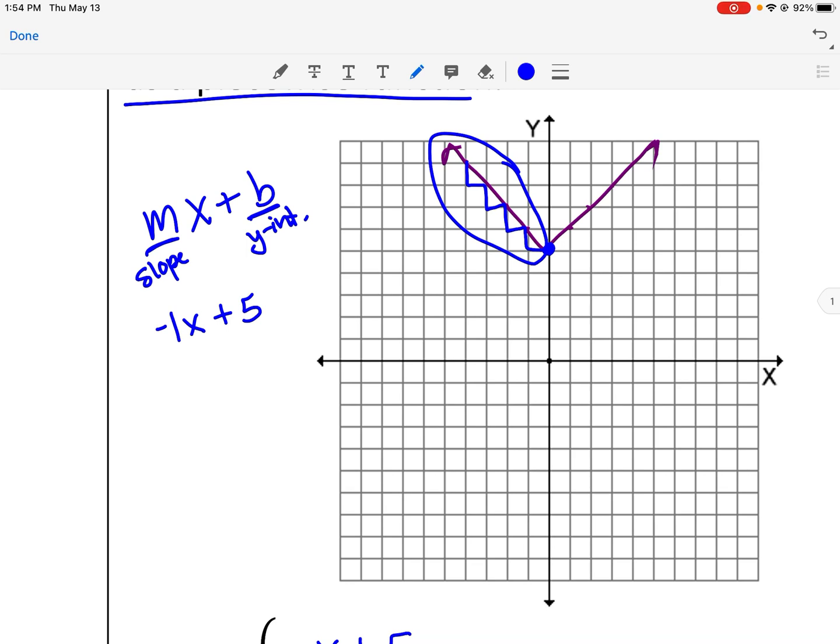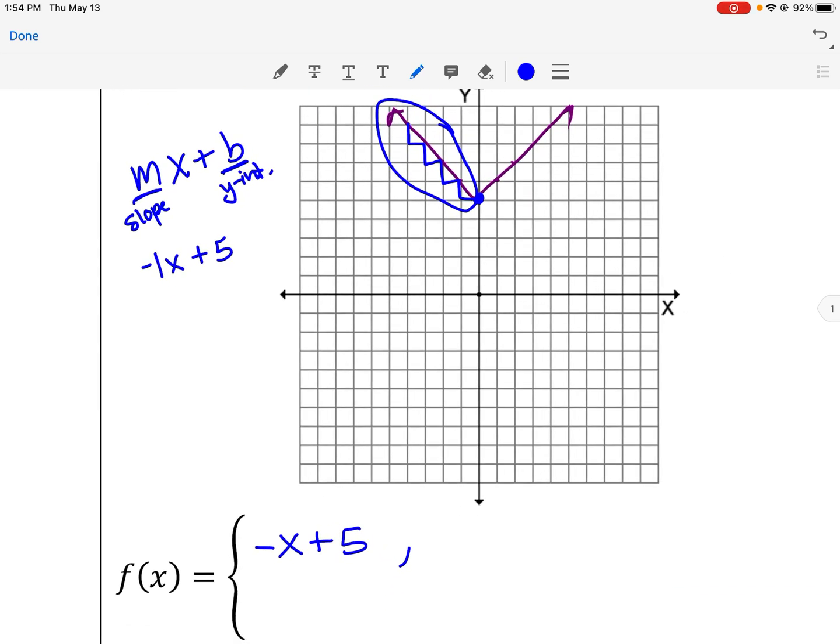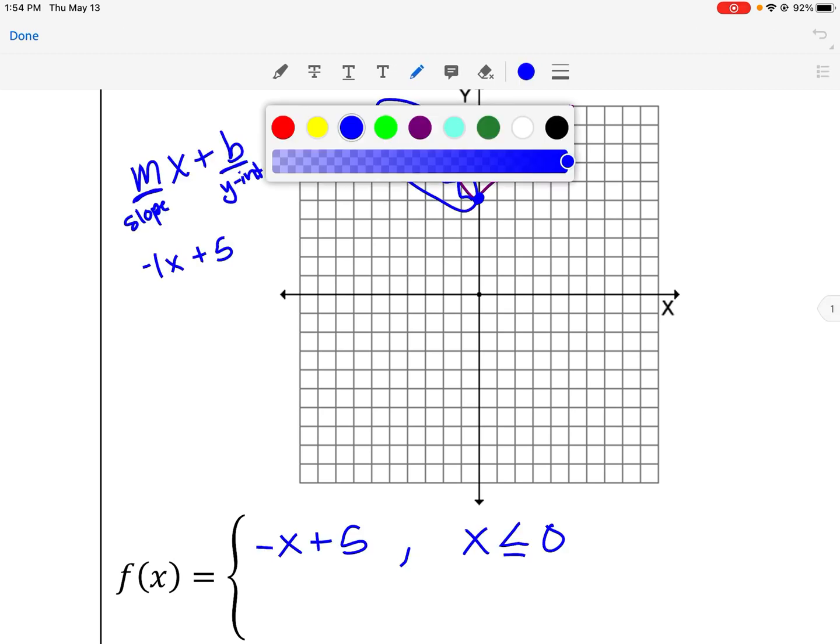And we can include this point. You have to decide whether you're including that point on the left part or the right part, but let's include it on the left. Okay, so this is for all x values that are less than or equal to 0. So everything less than or equal to 0, because that's as far as it goes. It goes up to 0, and that's it.